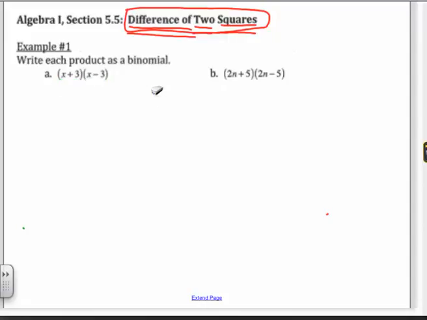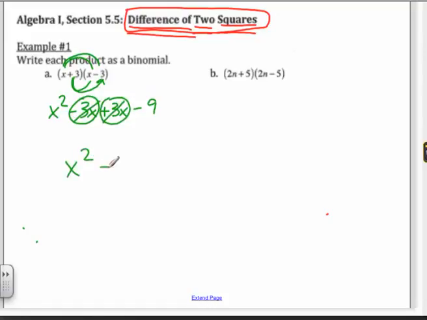Okay? All right. X times x gives me x squared. X times minus 3 gives me minus 3x. 3 times x gives me plus 3x. There goes that middle term. That's why it's not going to be a trinomial, because they're going to cancel out. Let's go ahead and finish. 3 times minus 3 is negative 9. Now I want to combine like terms. Negative 3x and positive 3x go away, and I get x squared minus 9.